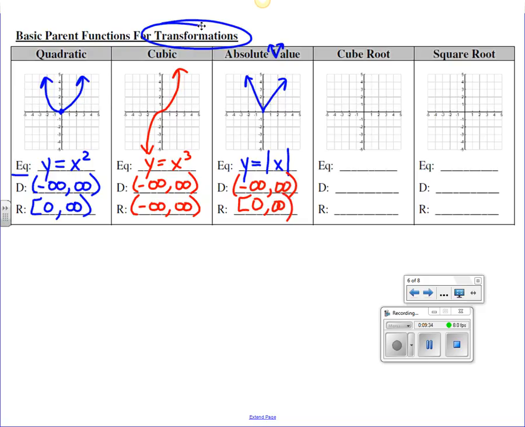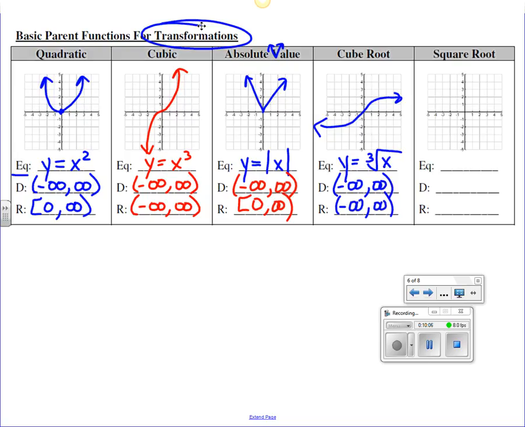All right, cube root looks a little weird. Looks like this one. And that's y equals the cube root of x. So there's a 3 on the outside of the root. All right, domain, -infinity to positive infinity. And the range, same thing, -infinity to positive infinity. It's hard to tell, but it will keep going down gradually forever, and it'll keep going up gradually forever.